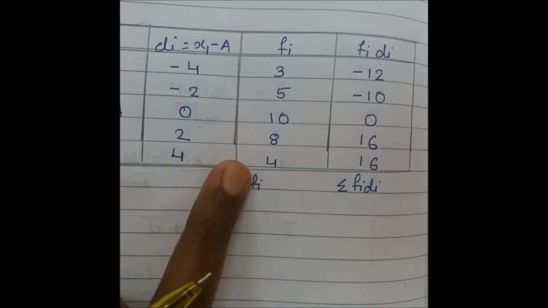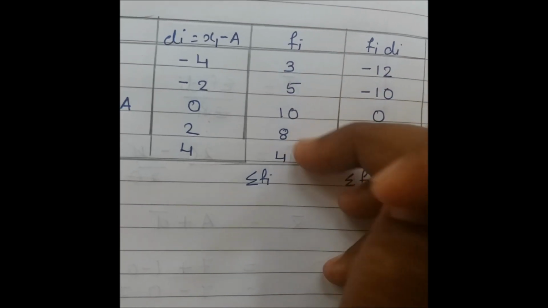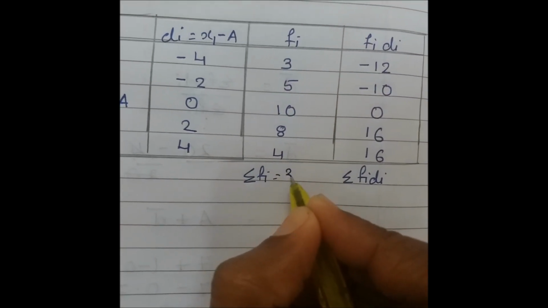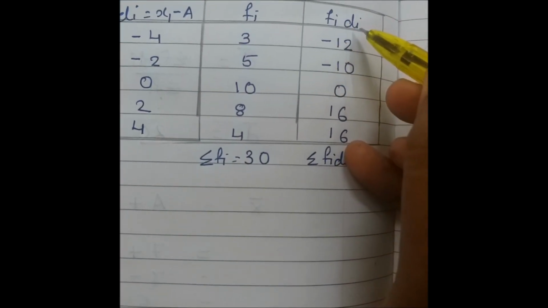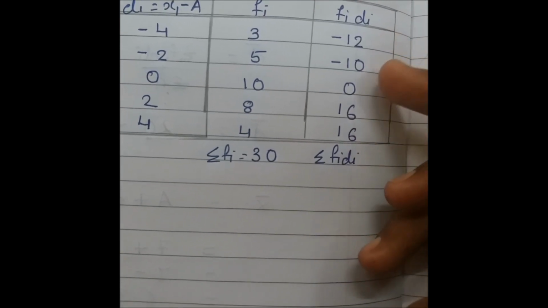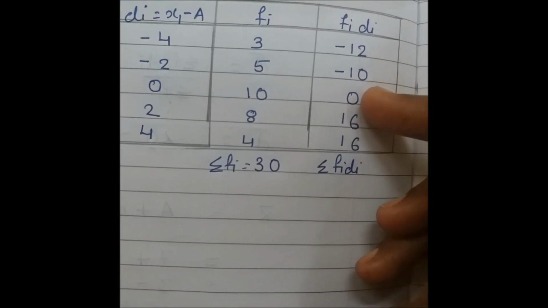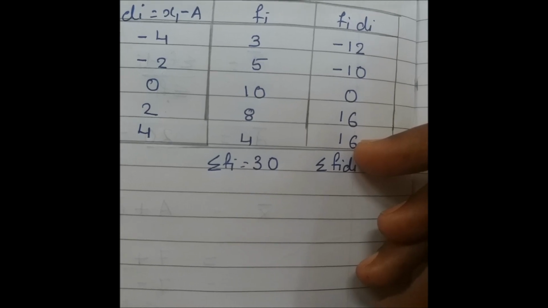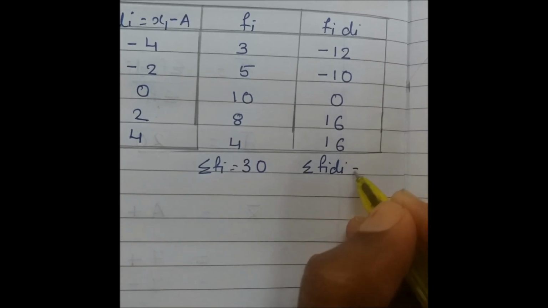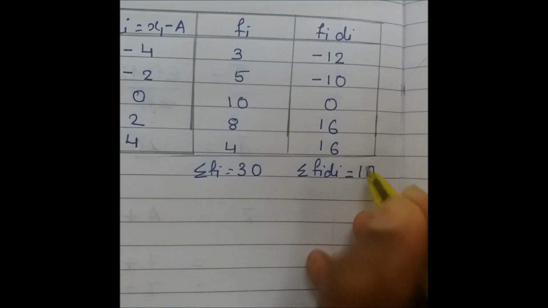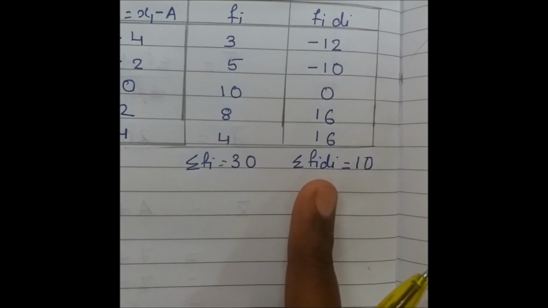Now I have to find the sum of fi. You have to add 3 plus 5 plus 10 plus 8 plus 4, which is equal to 30. Now we do the same with fi into di. Negative 12 and negative 10 is equal to minus 22. This is 0. 16 plus 16 is equal to 32. So minus 22 plus 32. So your summation of fi into di is equal to 10.